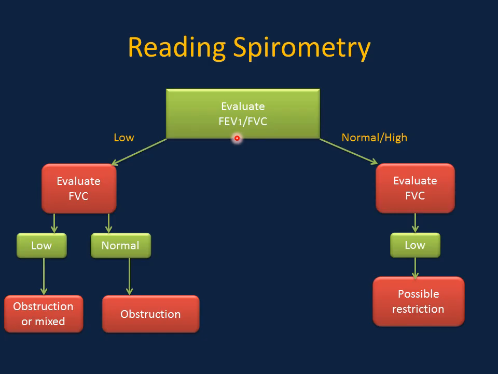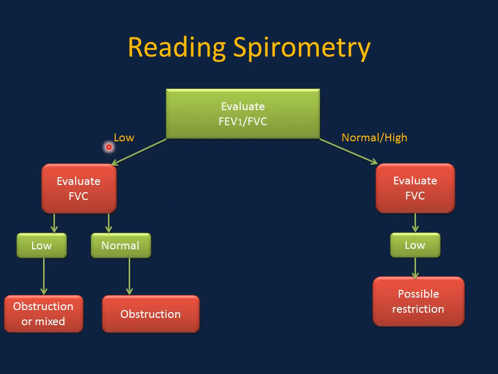How to understand the values presented in the spirometry? First thing, identify the FEV1 to FVC ratio. If this ratio is normal or high, you are dealing with a normal lung or restrictive lung disease. If this ratio is low, you are dealing with obstructive lung disease or asthma. Then evaluate the FVC. If the FVC is normal or high, this is a normal lung. But if it's low, this is a possible restrictive lung disease.